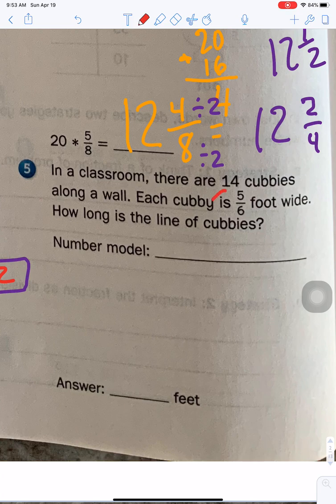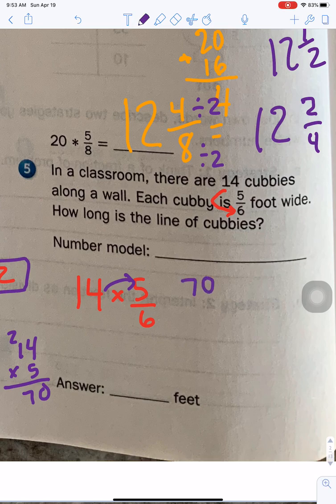So I'm going to take a look at 14. I notice that 14 is not divisible by 6 evenly. So I'm going to do this rule of multiplying 14 times 5/6. And so I'm going to start by multiplying the 14 times 5 and then divide by 6. So 14 times 5 equals 70. And then we're going to divide by 6.